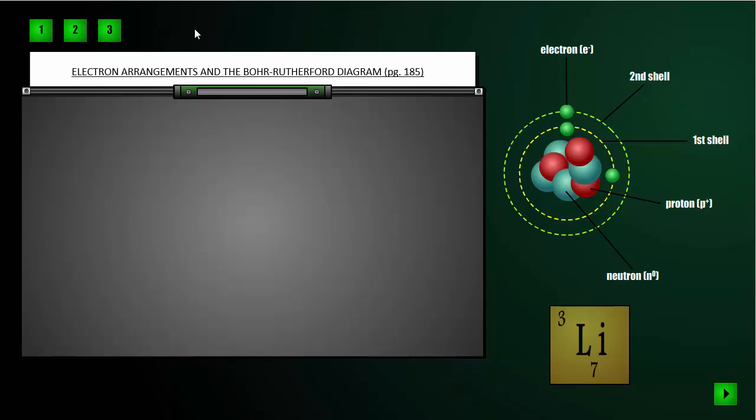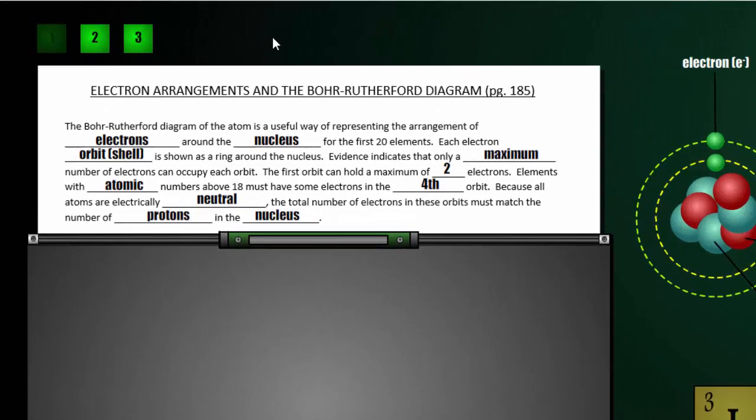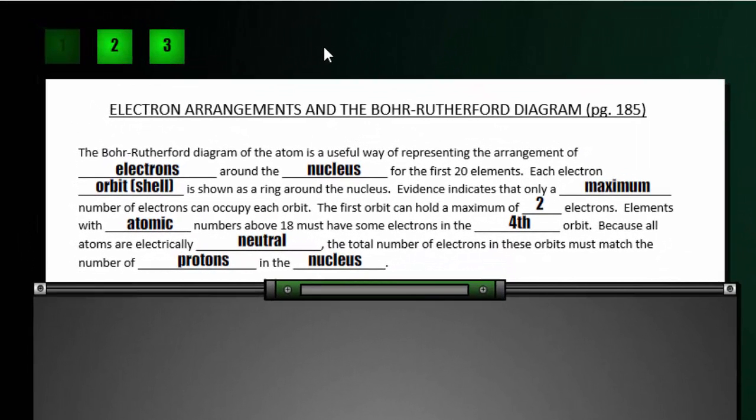All right, electron arrangements and the Bohr-Rutherford diagram. So go ahead and fill in the blanks as I read through this. The Bohr-Rutherford diagram of the atom is a useful way of representing the arrangement of electrons around the nucleus for the first 20 elements. Each electron orbit, or shell, is shown as a ring around the nucleus. Evidence indicates that only a maximum number of electrons can occupy each orbit. The first orbit can hold a maximum of 2 electrons.